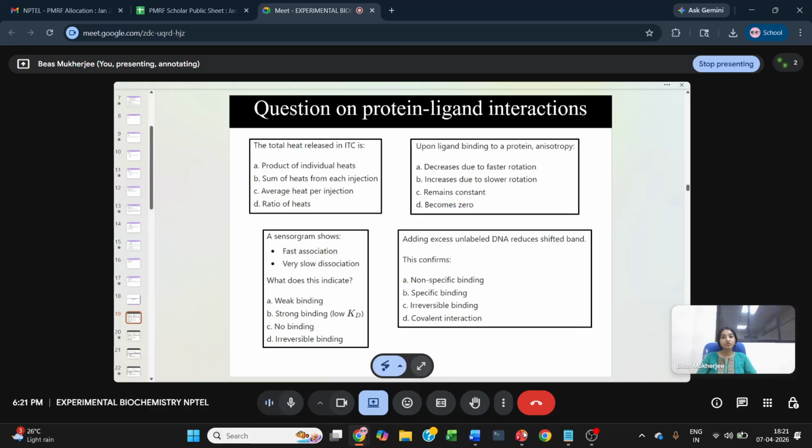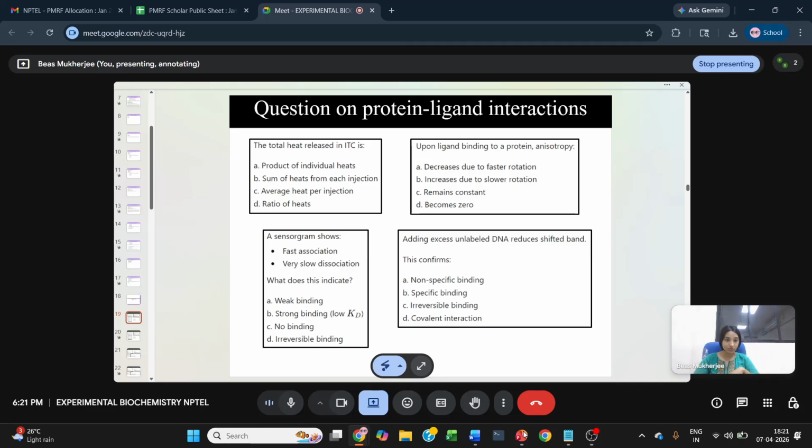A sensorgram shows fast association and very slow dissociation. What does this indicate? If you remember, in SPR there was this association curve and then there was this dissociation and then it went down and then we had to recharge it again, right? So that was the curve in SPR. The graph is called a sensorgram, right? So there is very fast association and then very slow dissociation.